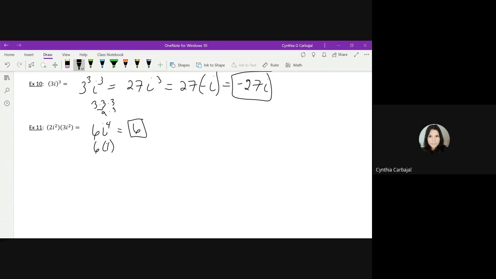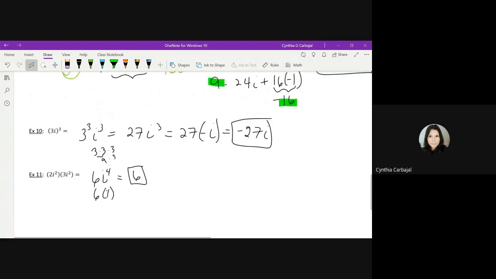Okay? So a lot of fun things you can do when you have imaginary numbers. And you just follow all the properties we've learned with multiplying either binomials, FOIL, distributing, and all that fun stuff.